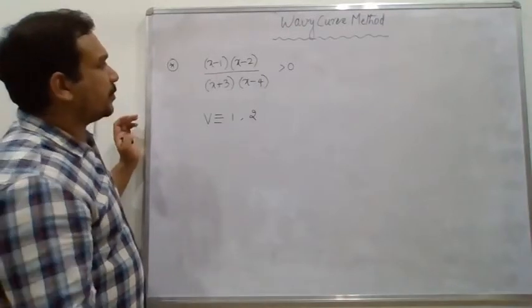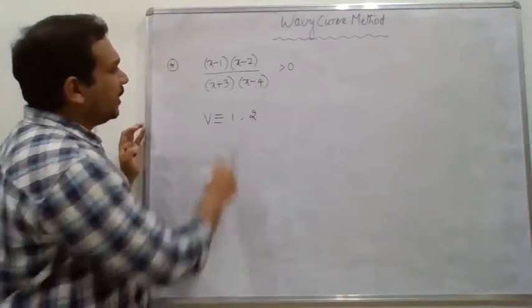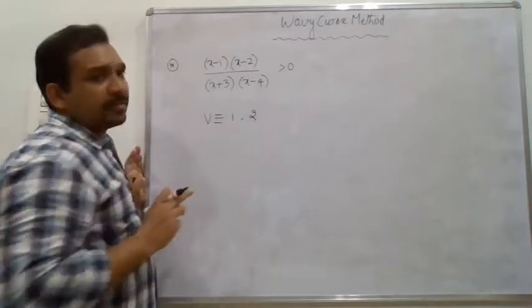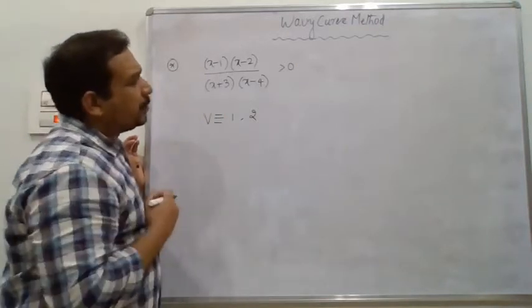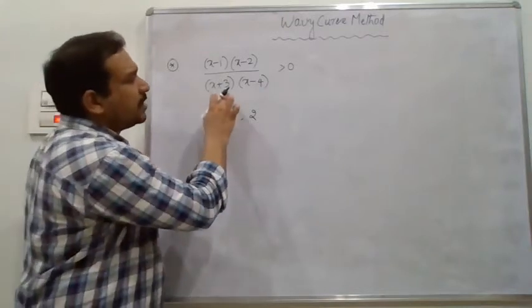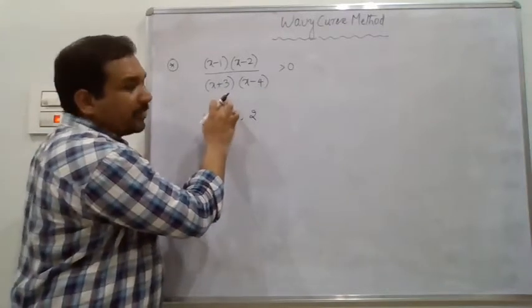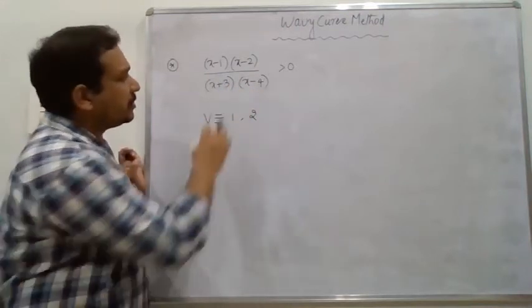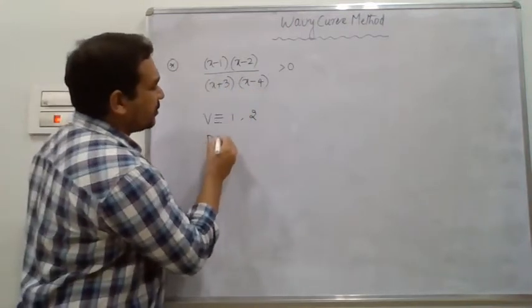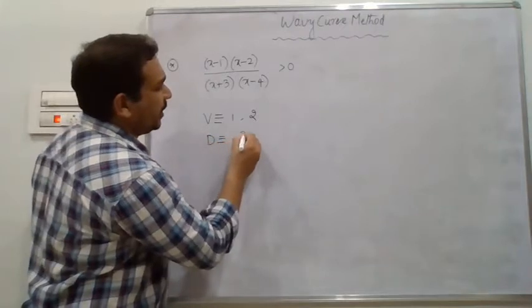Next, discontinuous points. Which are the discontinuous points? Here, when the denominator becomes 0, those points are called discontinuous points. What are the denominator points here? x plus 3 becomes 0 at x equal to minus 3. x minus 4 becomes 0 at x equal to 4. So that's why discontinuous points are minus 3 and 4.